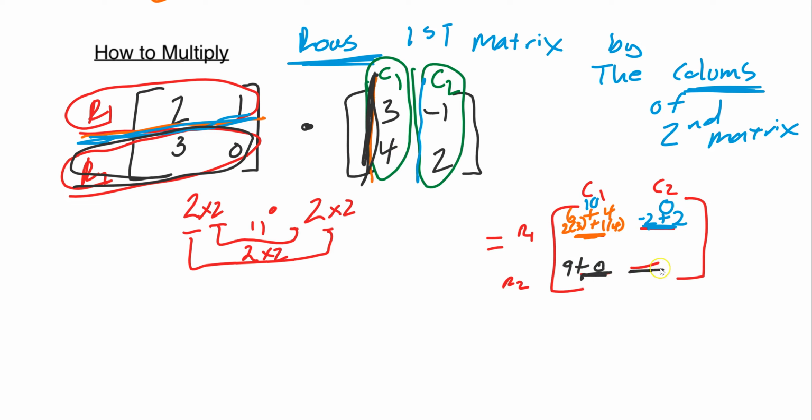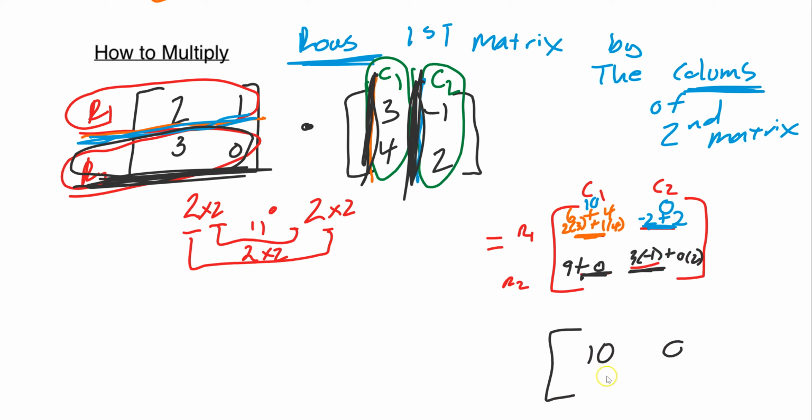And then the last one, row 2, column 2. So row 2 times column 2. Multiply the first two, 3 times negative 1. Plus multiply the other two, 0 times 2. And then we get our answer: 10, 0, 9, and negative 3. And that's how you multiply matrices. It's rows of the first times columns of the second.